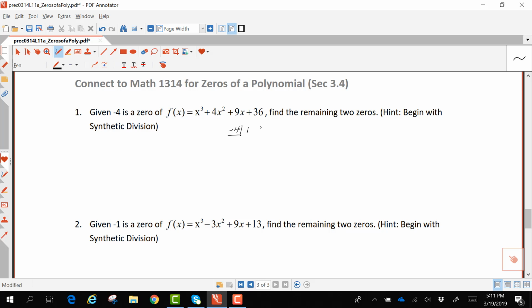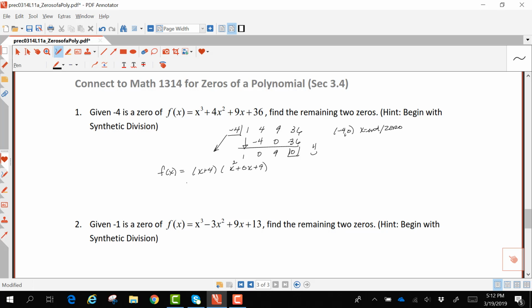Our coefficients are 1, 4, 9, and 36. Remember, the process is to multiply and then add the numbers in the column. When we do this, we do get a remainder of 0, which tells us that the ordered pair -4, 0 is an x-intercept or a zero of the polynomial. We can now write this in factored form as x plus 4 times the 1x squared plus 0x plus 9. This is our function in a factored form.